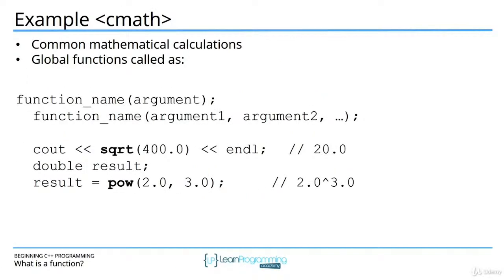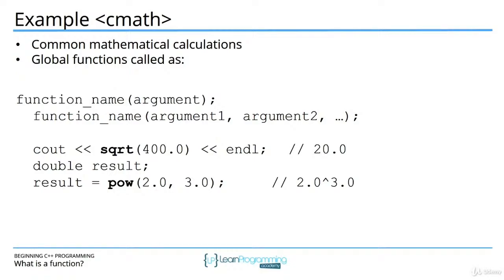C++ has many libraries. One library is a mathematics library. In order to use this library, we must include CMath. The CMath library has many mathematical functions, including trig, exponential, logarithmic, power, rounding, and many more kinds of functions. These functions are global functions, which means they're available to the entire program. We call these functions by using their name followed by a series of arguments.